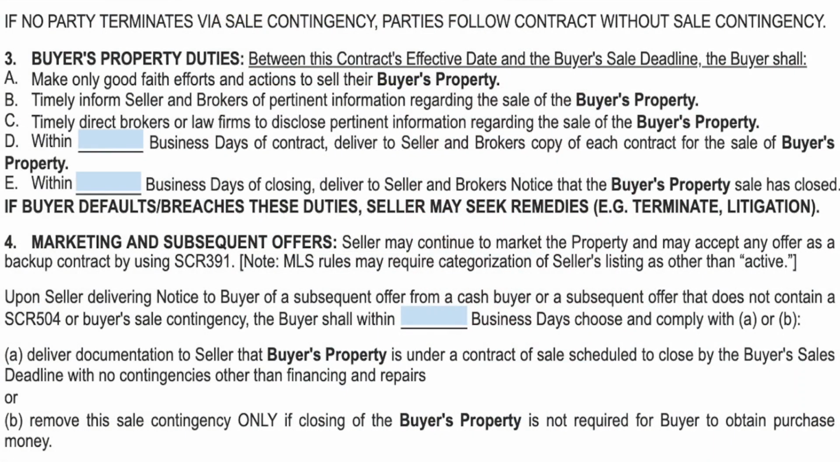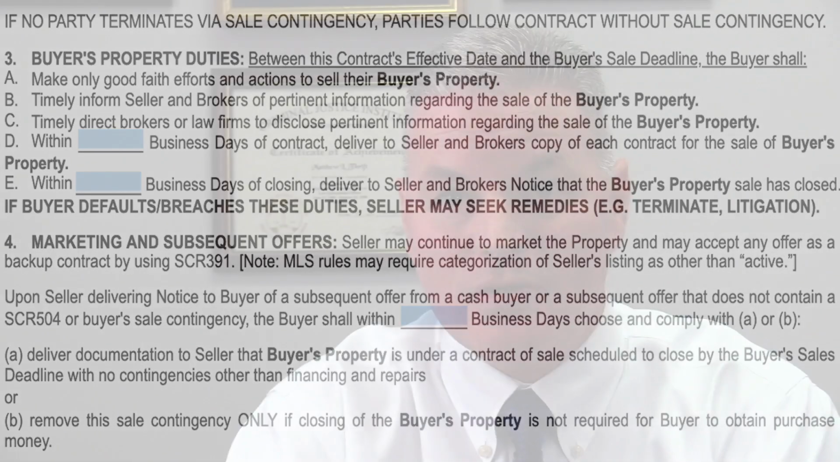E, within blank business days of closing, deliver to seller and brokers notice that the buyer's property has closed. So going back up more toward the top of the contract, if the property closes before the other property, the new property, is going to close, if it's not contingent on the closing date, if it's closing before that, that E says that the buyer is going to get the closing information and let the seller know and the seller's agent know the property is closed, we're good to go, we're continuing on with the sale.